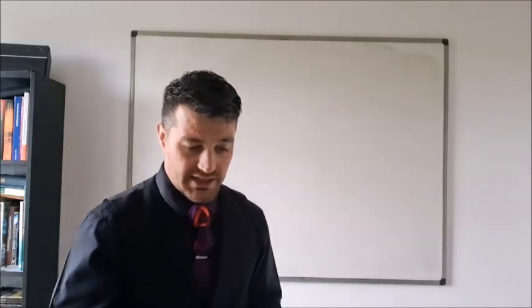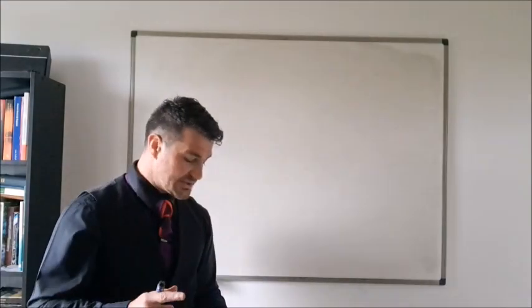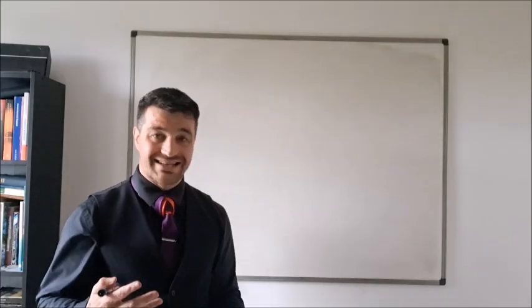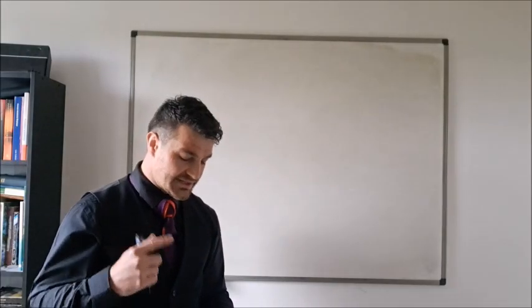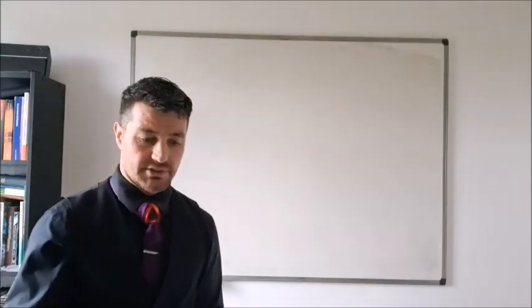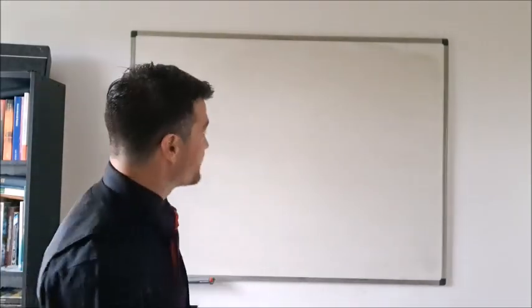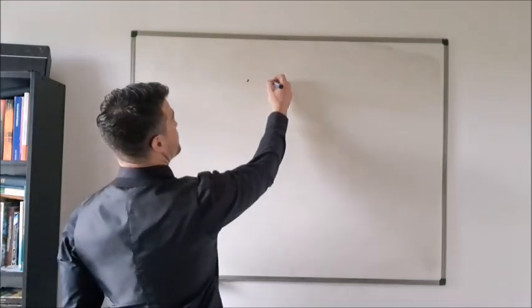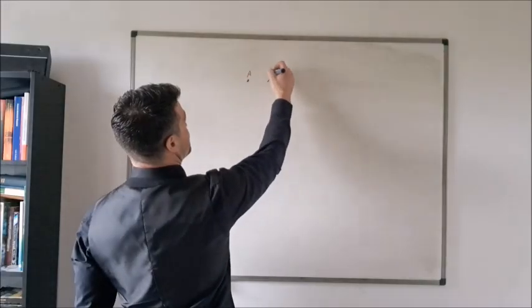Let's have a look, what page am I on? Page 39, and it's problem number, sorry, number 18. If n balls are placed at random into n cells, find the probability that exactly one cell remains empty. So in other words, we've got 1, 2, 3 balls, A, B, C.